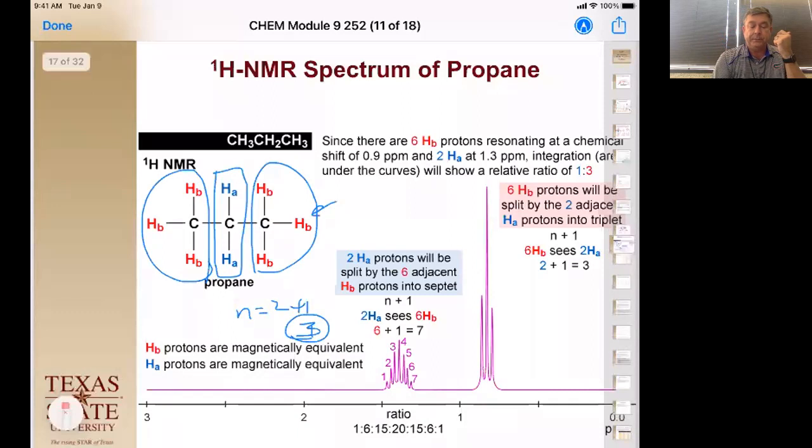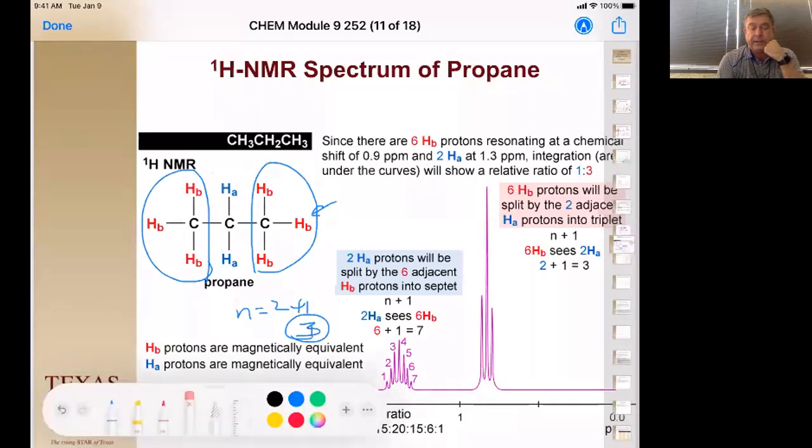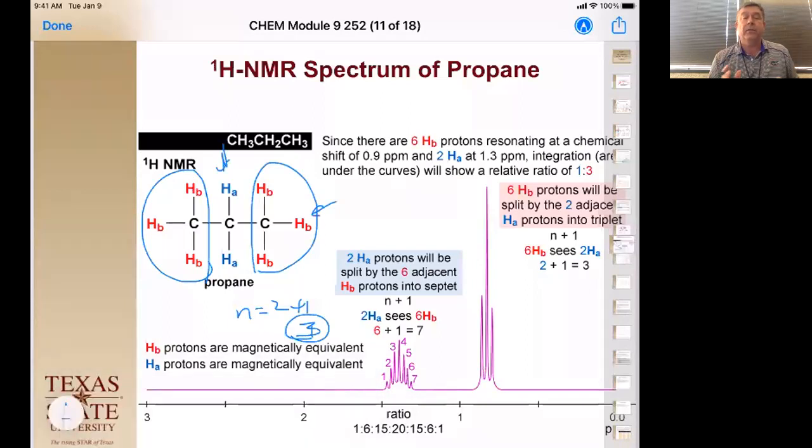Okay, let's go the other way. So now we're looking at these center ones right here. We need to identify how many non-equivalent hydrogens are within 3 bonds. So we have 1, 2, 3, 4, 5, and 6. This one down here doesn't count because it's equivalent. So we have 6 right there, so our n is equal to 6. Plus our unique peak is a total of 7. We're going to see 7 peaks here. So that's a heptet.